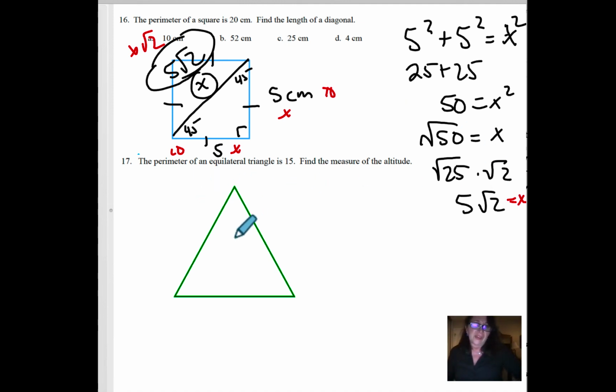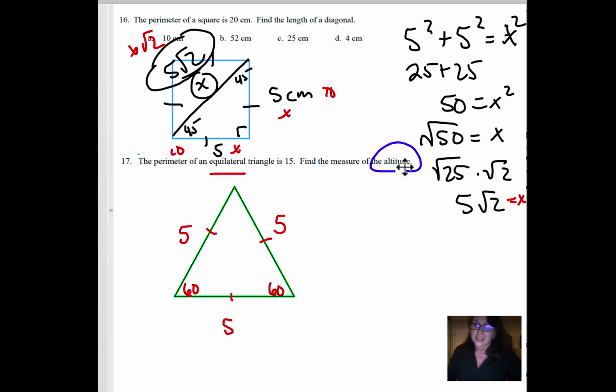For this problem, it says the perimeter of an equilateral triangle is 15. So again, equilateral means all 3 sides are the same value, the same length. And so that means that all 3 of my sides have a measure of 5. Additionally, all my angles have to be 60 degrees, because if it's equilateral, I'm going to take 180 and split that by 3.